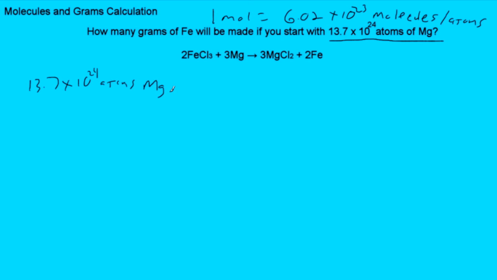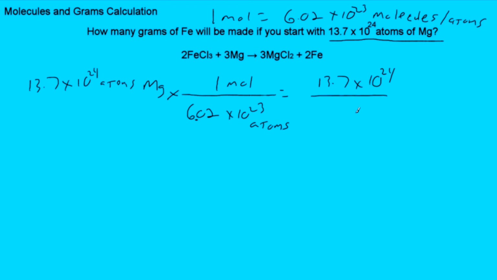Get to moles first. How are you going to get this to moles? You have to do a conversion. If we have atoms of magnesium up here, we need Avogadro's number down here. 6.02 times 10 to the 23 atoms is 1 mole. That's how you convert atoms to moles. So do this math, 13.7 times 10 to the 24 divided by 6.02 times 10 to the 23. It's going to be 22.8 moles of magnesium. Okay, so we got to moles.